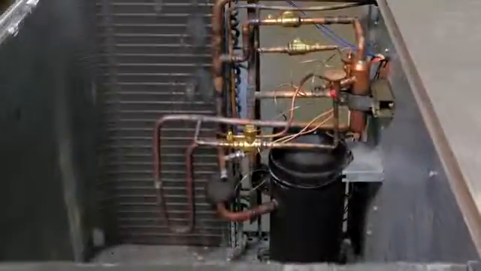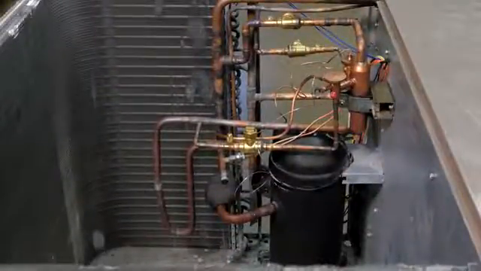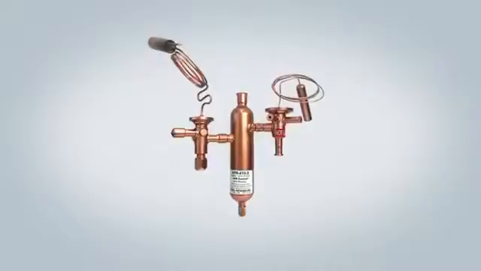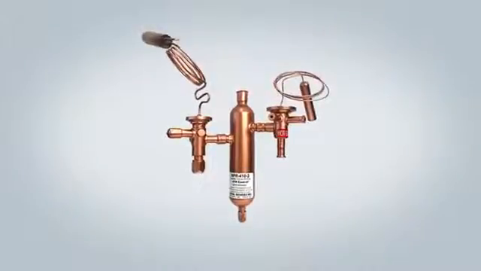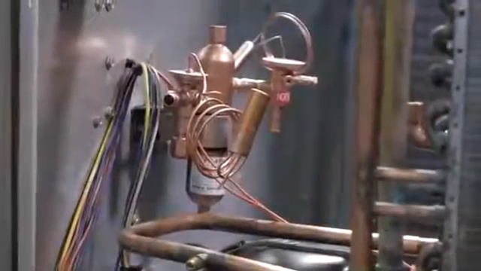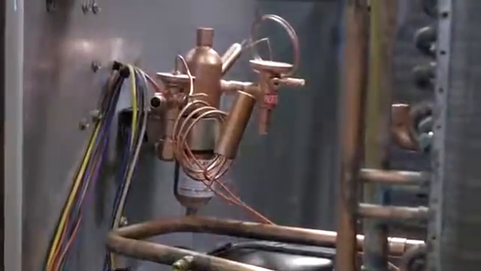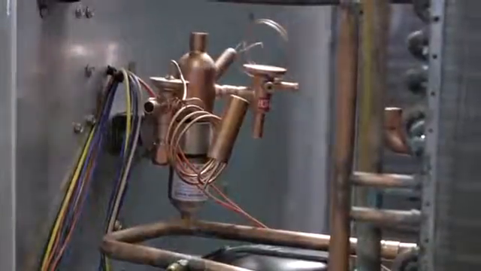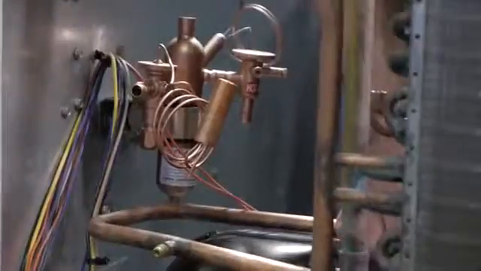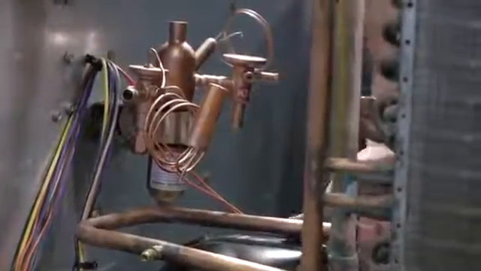This video will demonstrate proper installation of the APR control. Prior to installation, please refer to the installation diagrams and instructions, which can be found in the box with your APR control and in the link below. Mike Downing will be performing the installation of the APR control. There are a variety of APR control models for multiple refrigerants, system capacities, configurations, and different applications. Please contact Roll Devices for assistance selecting the proper APR control for your application.